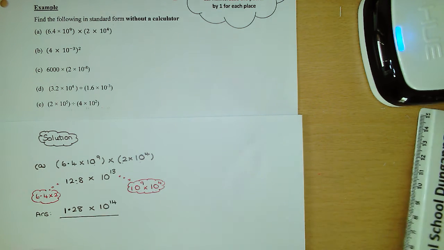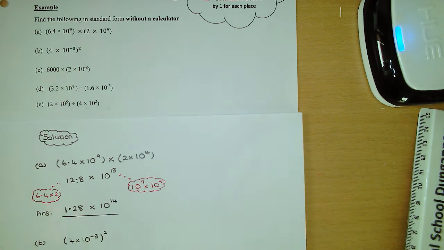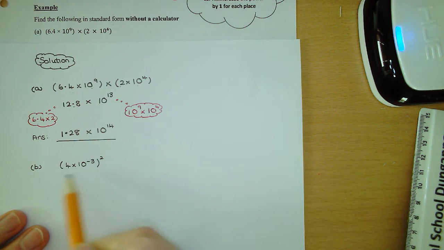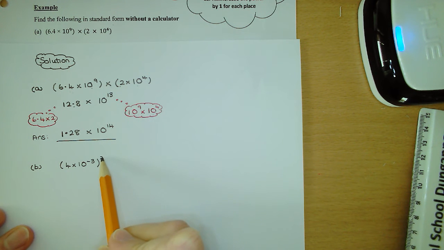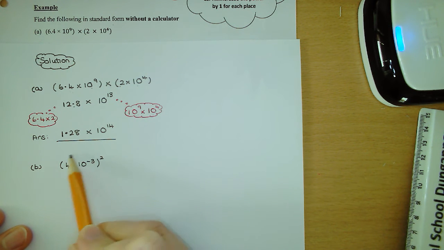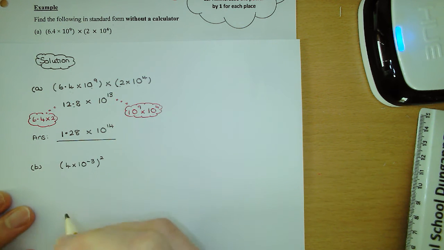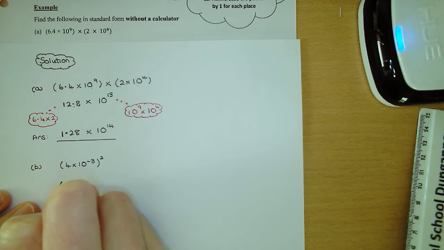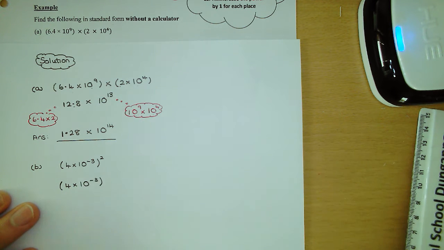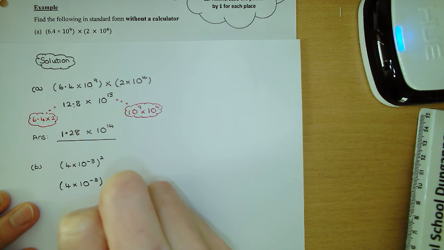Okay, part B then. So part B, we have a number in standard form and it's being squared. So when you square something, you multiply it by itself. So the number in standard form is being multiplied by itself. So we're going to write it as 4 multiplied by 10 to the power minus 3 in brackets multiplied by itself.